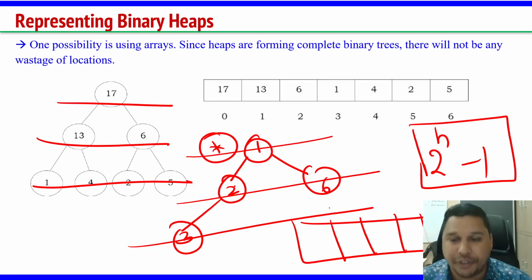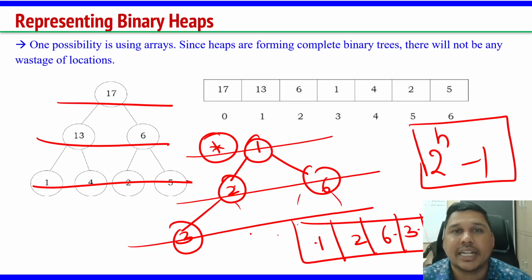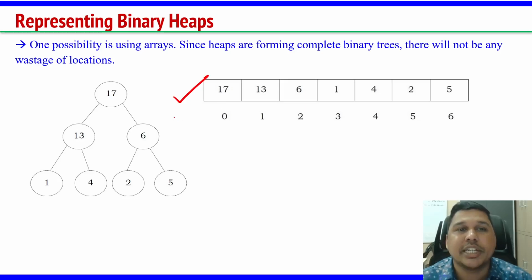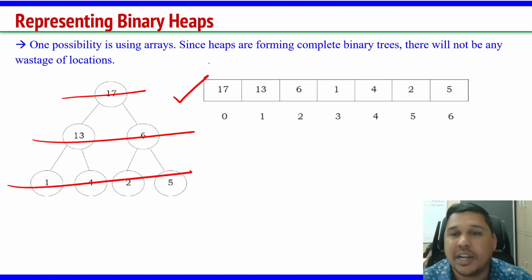How do we fill the elements in this array? You have to follow level order traversal. So 1 here, 2 here, 6 here, 3 here. The remaining will be empty, because we don't have left and right children there. Now this is very easy. I hope you understood how to insert elements into the binary heap. Just do level order traversal, first level, then second level, then third level, and fill them as they are into the array.